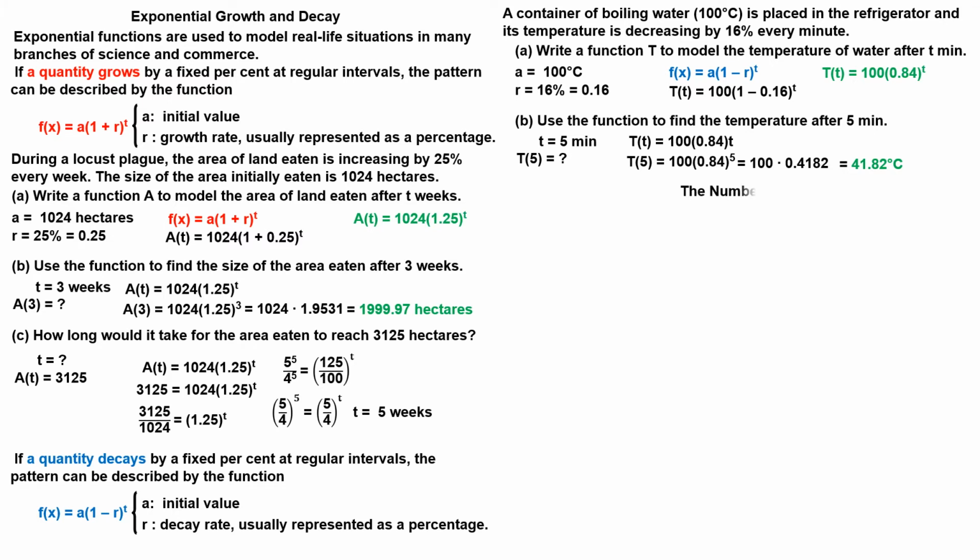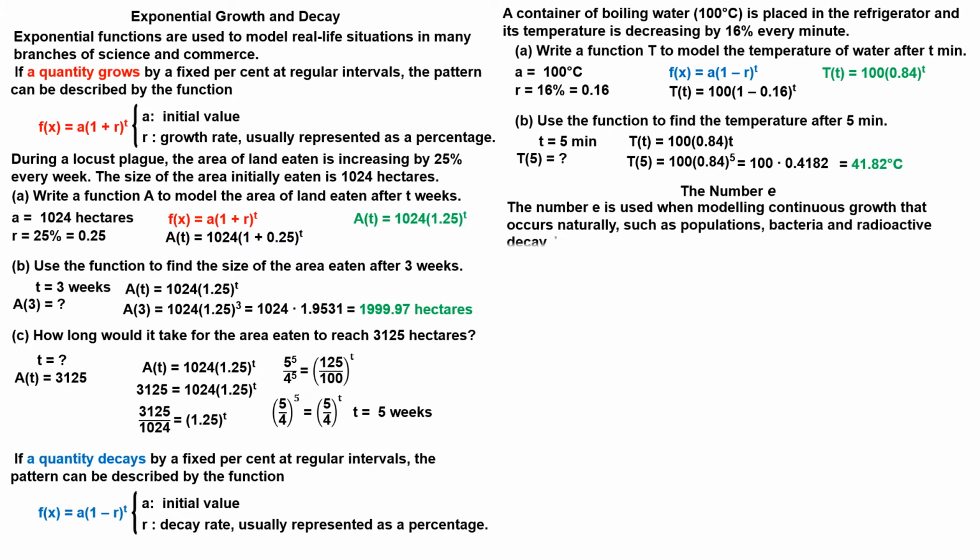The number e. The number e is called Euler's number. The number e is used when modeling continuous growth that occurs naturally, such as populations, bacteria, and radioactive decay. In these types of problems, the number e is the best possible base. Look at the example.